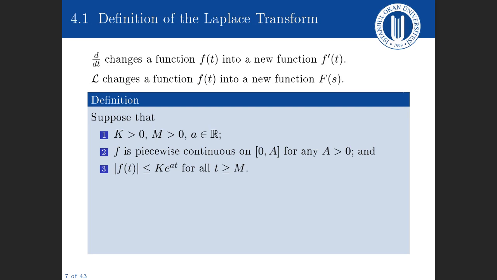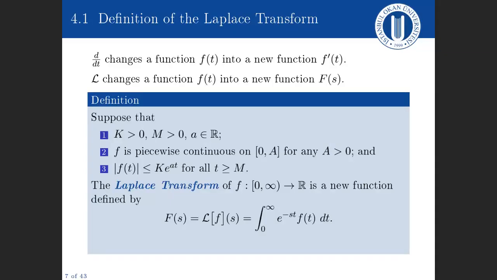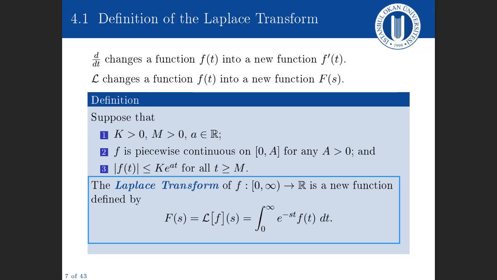So let's do the definition of a Laplace transform. First of all, we need a nice function. Don't dwell too much on this. This is just me being careful. We need a function f which is piecewise continuous on each finite interval, and we need the function to not get too big too quickly. So that rule number 3 says it doesn't get too big too quickly. Don't worry about that.